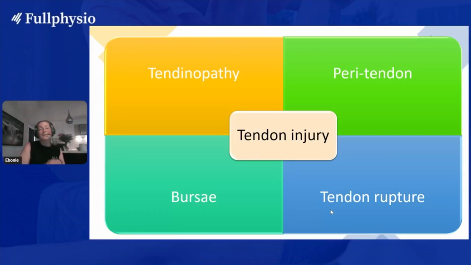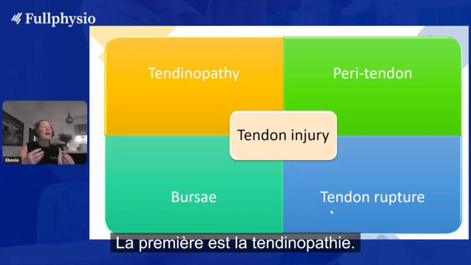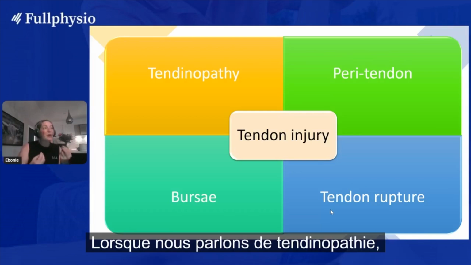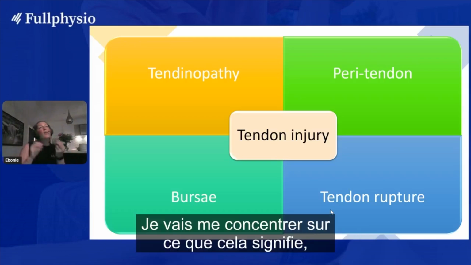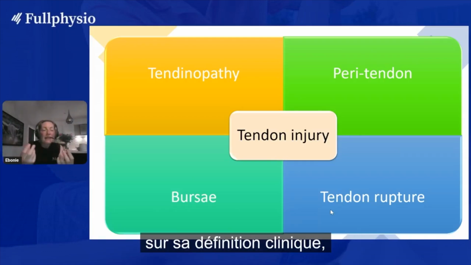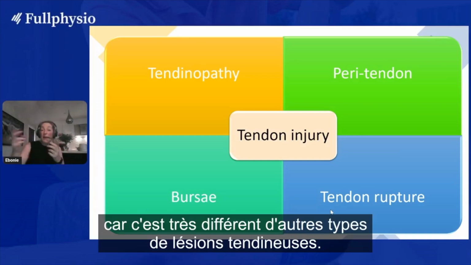So before we start, if you are thinking about tendons, actually there are 4 different types of tendon injury. So the first one is tendinopathy. When we talk about tendinopathy, we talk about local pain with dysfunction. And what I'm going to focus on is what that means. How do you pick that clinically?